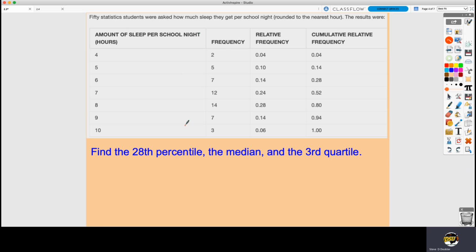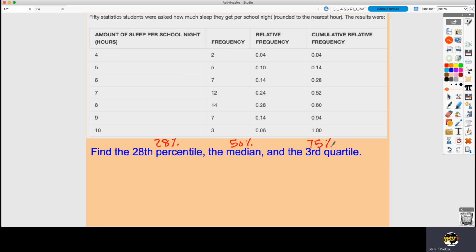All right, what we want to find from this chart is we want to find the 28th percentile, the median, and the third quartile. Okay, so remember 28th percentile, that's just 28%. All right, the median would be exactly 50%. And the third quartile would be 75%.